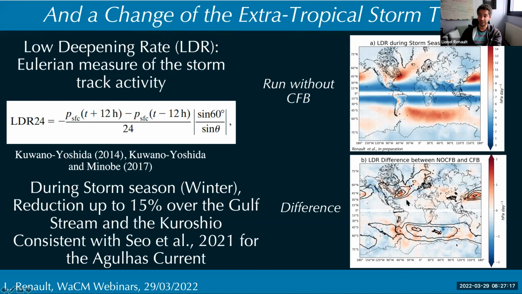So this is the difference in terms of low deepening rate between the simulation without current feedback and with current feedback. Basically, the change in surface temperature gradients reduces the low deepening rates, especially over the Gulf Stream and the Kuroshio. So it's still ongoing, but it's an illustration of the indirect large-scale impact of the current feedback.